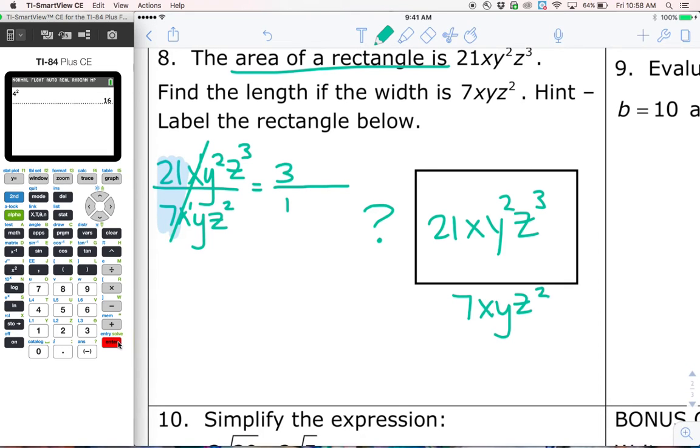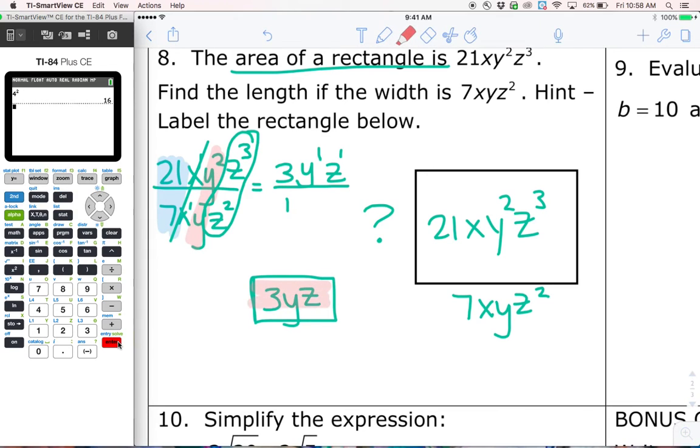And now we're looking at our y's. My y's have y squared on the top, and on the bottom we have y to the power of 1. So it's bigger on the top by 1. And then finally we're looking at our z's, which are bigger on the top, and 3 is bigger than 2 by just 1. So my final answer here, I don't need the 1 exponents, and I don't need the 1 when it's just the denominator. So that's my final answer, 3yz.